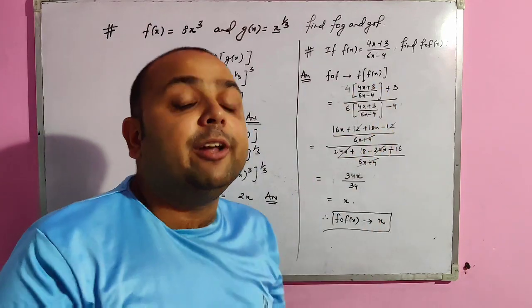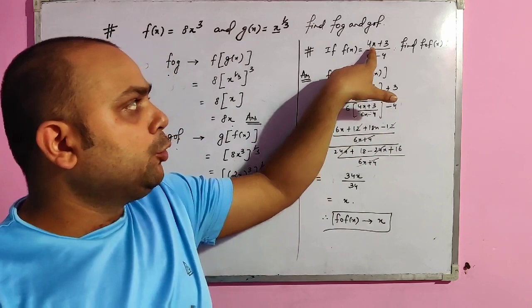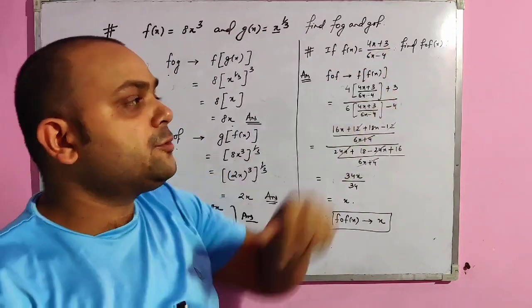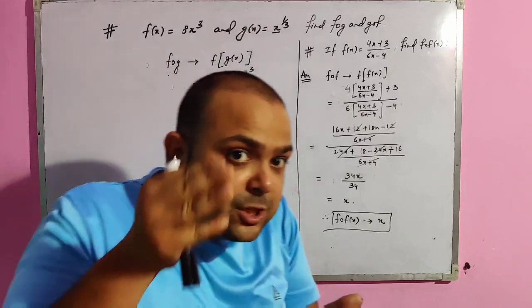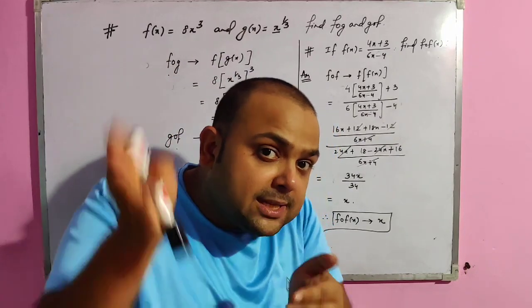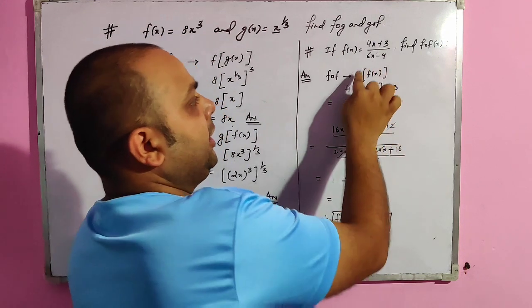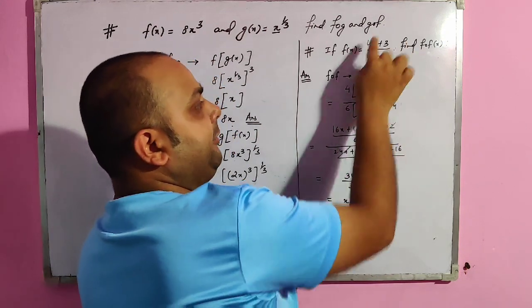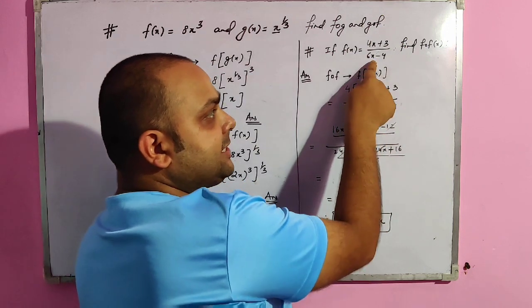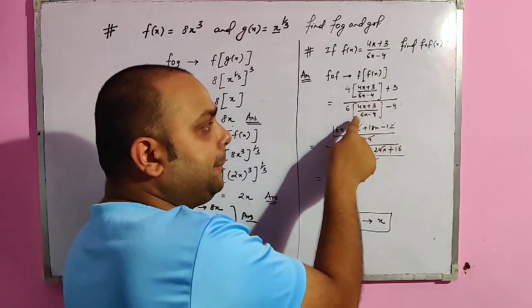In this we have only one function, f of x equal to (4x plus 3) upon (6x minus 4). We have to calculate fof. Fof means in place of the variable we have to put the same function, that is f of f of x. In place of x I have substituted the complete value. See, in place of this x also I have substituted the complete value.